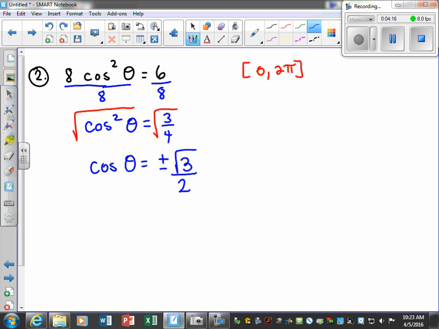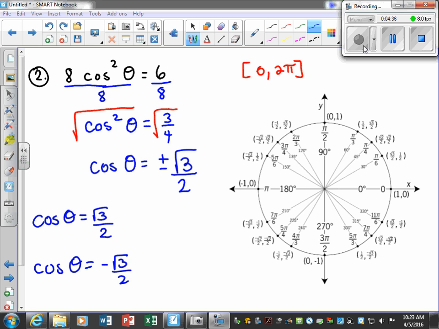So we're looking for two different values. First of all, where is the cosine of theta equal to the square root of 3 over 2? That's one of the things we're looking for, but we also have to consider where the cosine of theta is negative square root of 3 over 2. Okay, so first let's do the positive. The cosine of theta is equal to the x values, so we want to know where the x values are positive square root of 3 over 2.